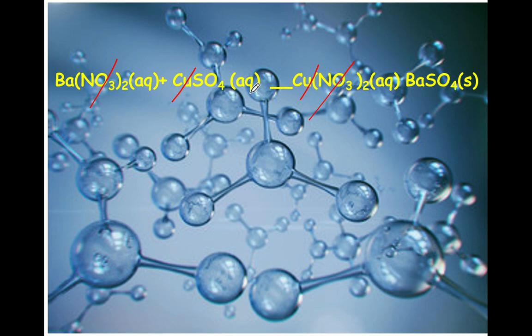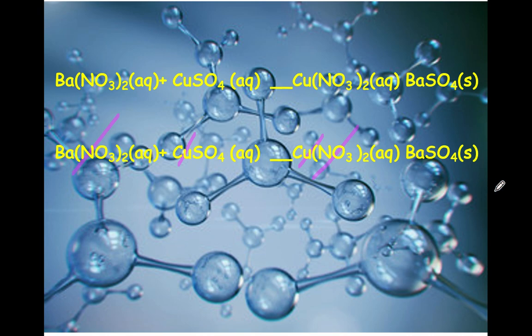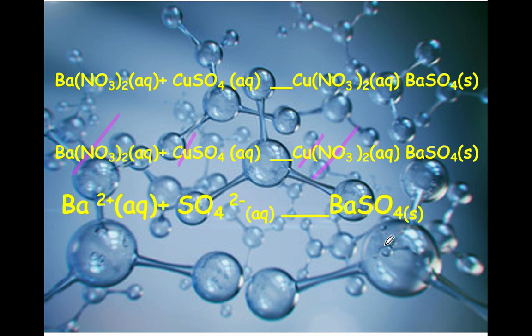Sulfate in the aqueous state, 2 negative. Here sulfate SO4 in the solid state. So actually it changed the sulfate from aqueous in the reactant to solid in the product. So what we're going to dismiss is the nitrate and the copper. And then the final will be barium 2 positive in the aqueous state plus sulfate 2 negative in the aqueous state gives barium sulfate in the solid state.